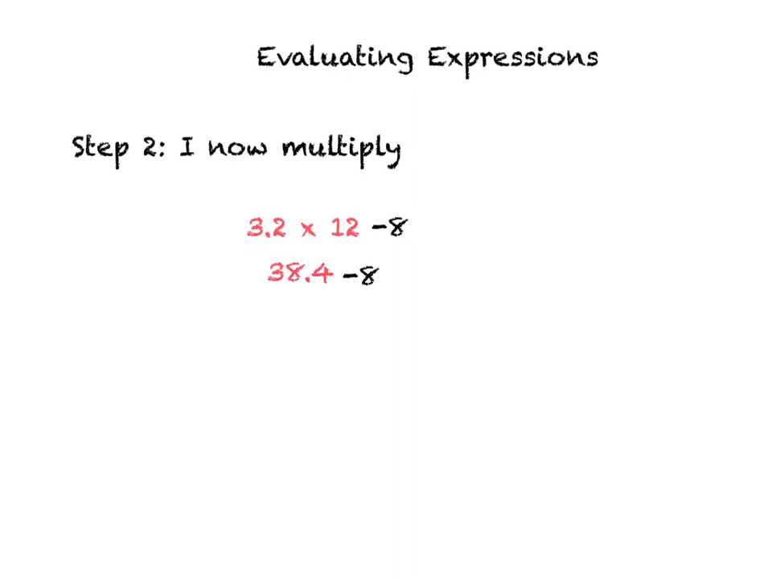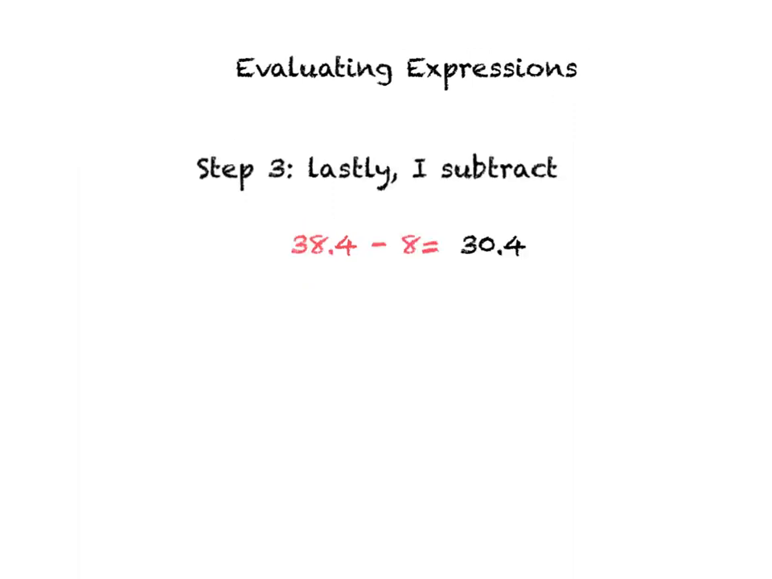When I go ahead and I multiply 3 2/10 by 12, I get 38 4/10. What do I do then? Then I just bring down the rest of my problem. You can see I brought down my subtraction sign and I brought down the 8. What do you think step 3 is going to be? And then for my last and final step, I'm going to subtract. I'm subtracting 38 4/10 minus 8, and when I do that, it gives me 30 4/10.